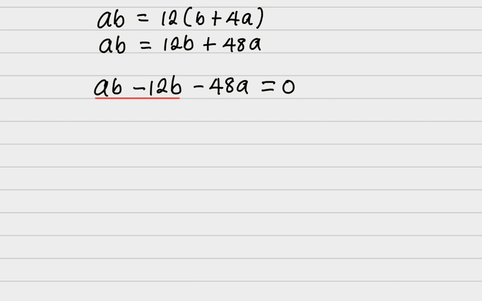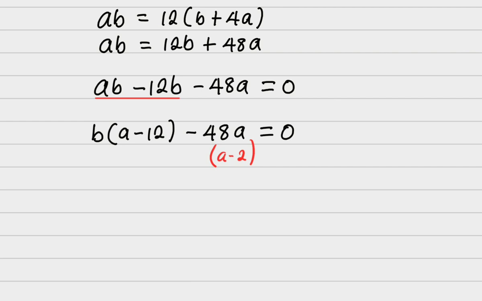So let me factorize it. I'm going to have my B out, so that I have A minus 12. Then I have my minus 48A is equal to 0. Now this is where it gets dicey. So what can I do? You just think it through. It would have been a lot easier if I had A minus 12 on this side, so that I can factorize A minus 12 out. So what will I do? Let me see. Okay, I know what to do now.